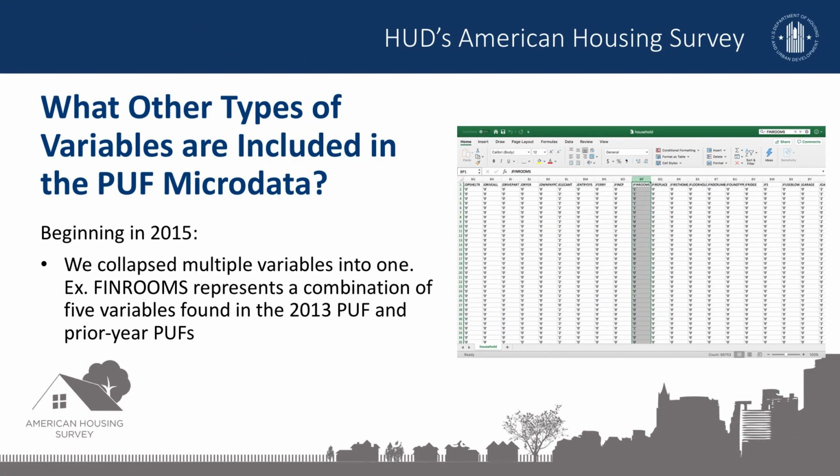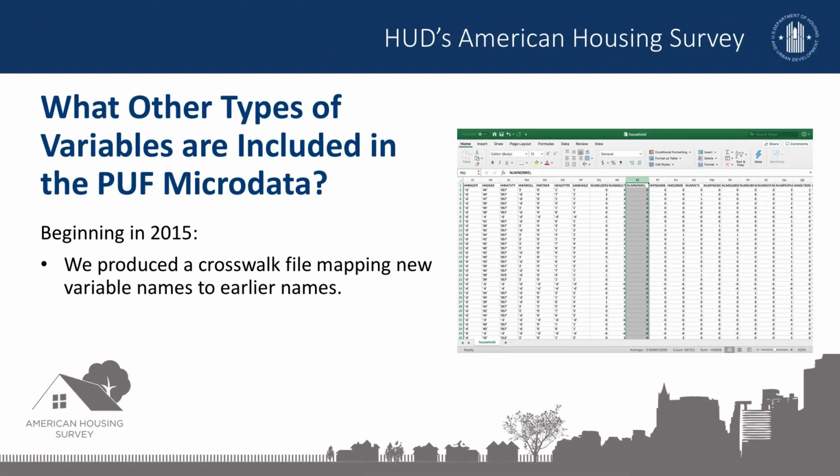Beginning with 2015, we also collapsed multiple variables into one variable. For instance, the 2015 PUF variable fin rooms represents a combination of 5 variables found in the 2013 PUF and prior year PUFs. A similar strategy was used for heating and cooling and other variables. A few variables, such as rel, have the same name but use different codes. To help users map new variable names to old variable names, we produced a crosswalk file comparing 2015 PUF microdata variable names with PUF variable names from the 2011 AHS and 2013 AHS.